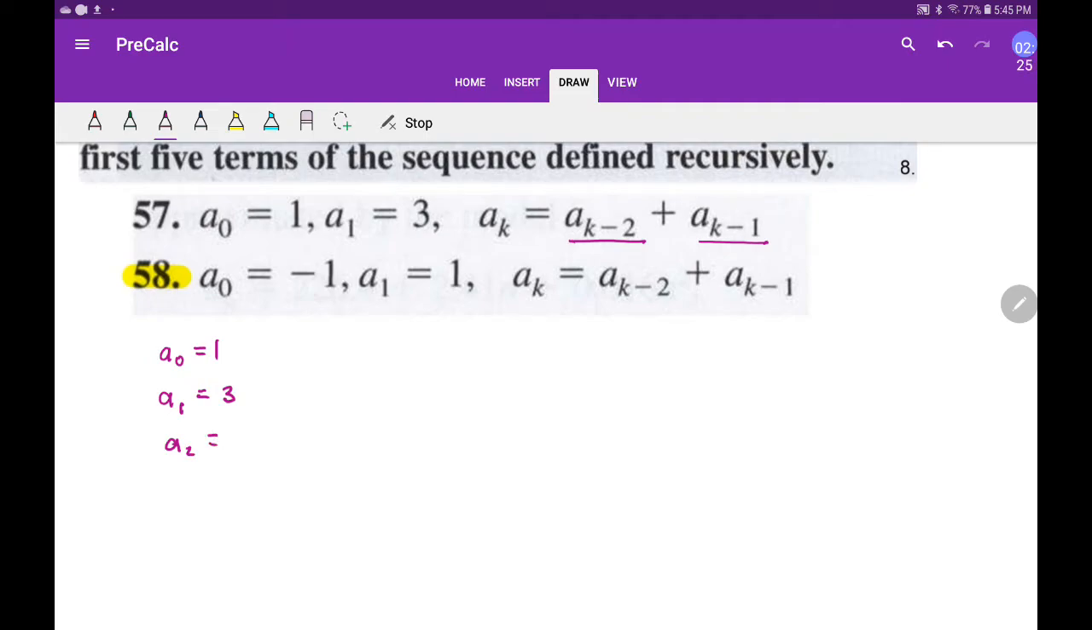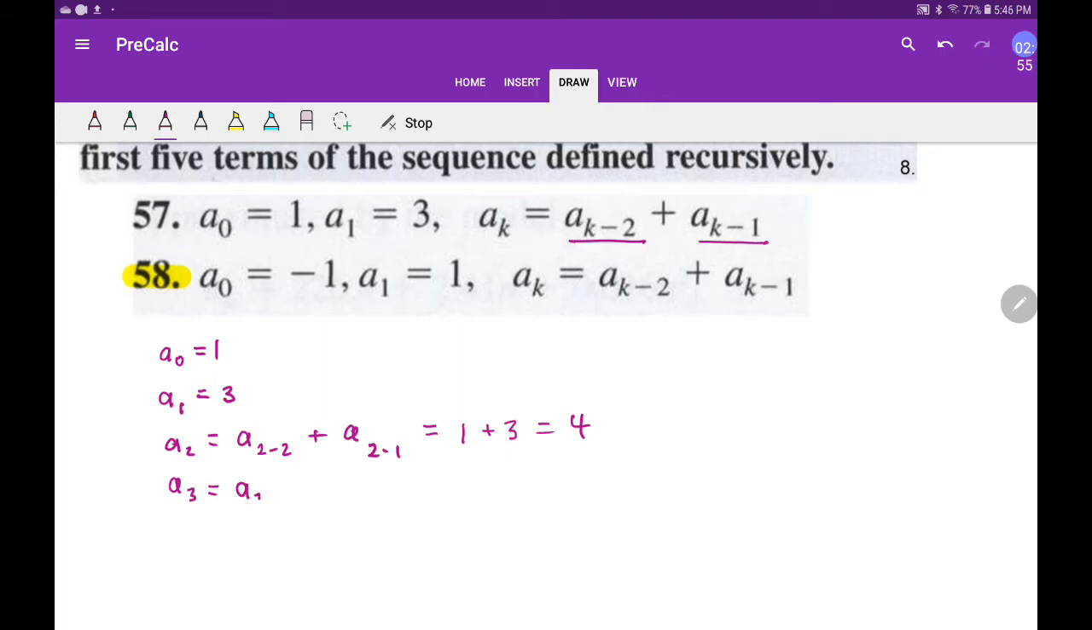So I'm going to say, a sub 2 minus 2 plus a sub 2 minus 1. And that's going to be 0. A sub 0 is 1. And a sub 2 minus 1 is 1, so that's 3, so I get 4. Okay, and then a sub 3, how many do I have to do? The first 5? Okay, so I'm on 4 already, good deal.